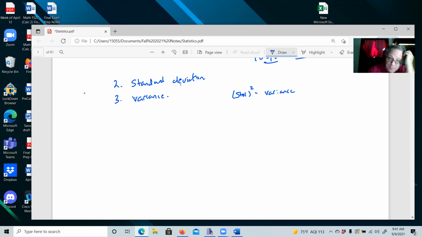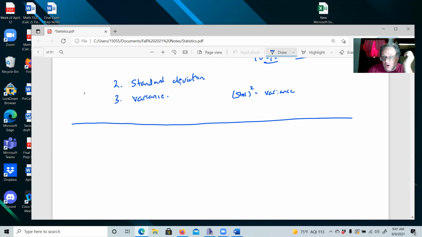Okay, now, if you have ever heard from somebody that statistics is a scary class and it's hard, this is the reason why. It's this formula. So the standard deviation, the population standard deviation.